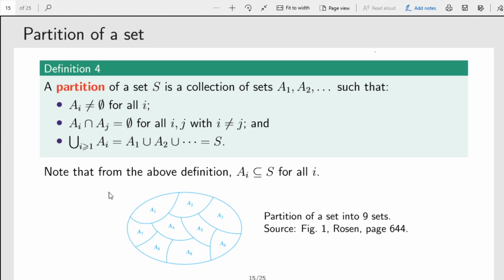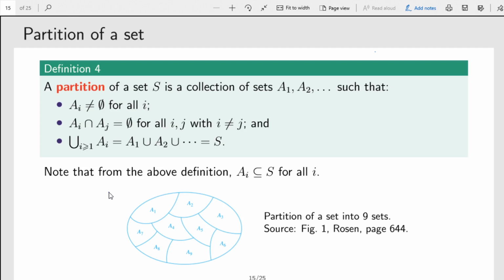So we continue our discussion on equivalence classes, and now we look at another property of equivalence classes, namely that equivalence classes form the so-called partition, a partition of a set. So what is a partition of a set?